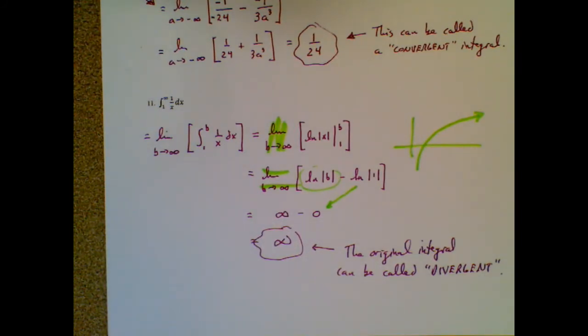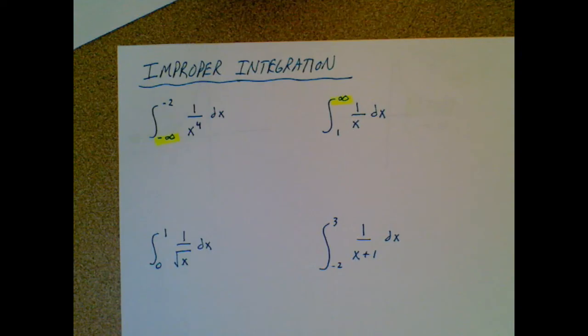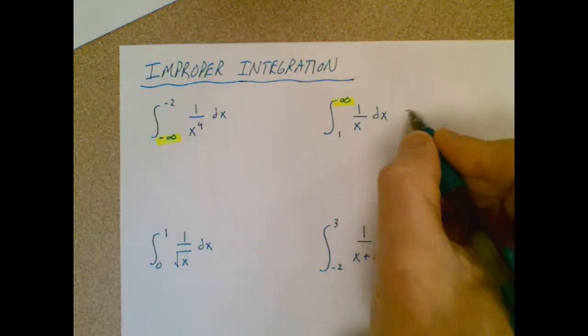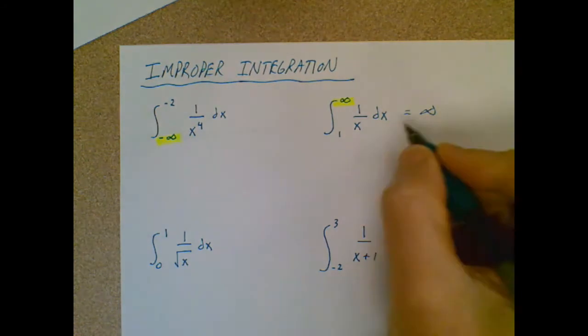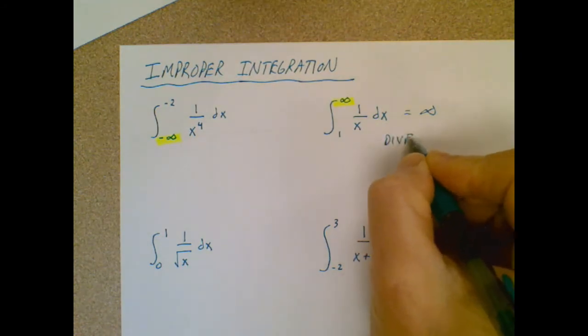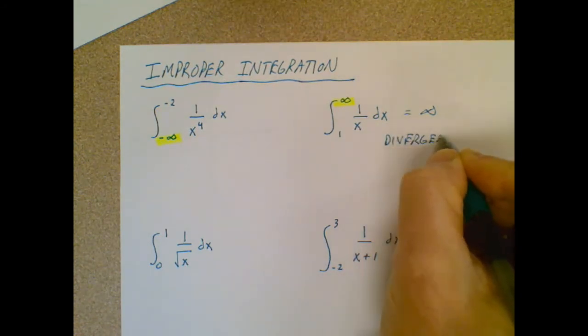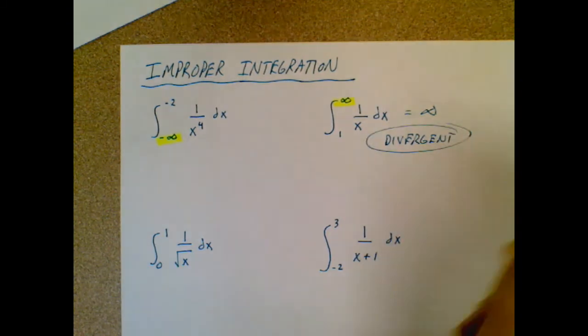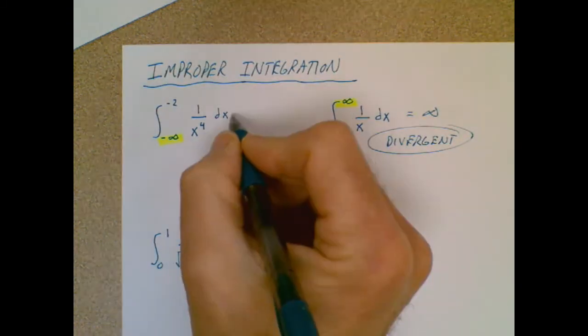So you probably can't just trust your gut instinct. You're going to have to do the math to find out if an improper integral is an actual defined number value or if it's an infinite value. So we ended up with equals infinity for that. And by the way, that would be called a divergent integral because we didn't come up with an exact value.